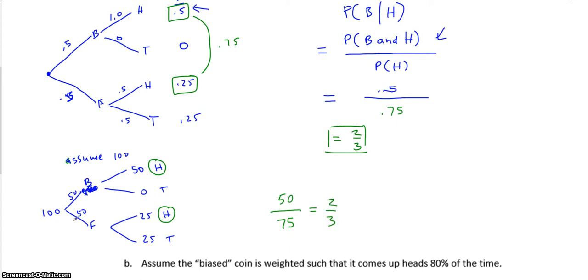50 over 75 also equals 2/3. Some people feel it's easier to think of the number of coins being flipped and just kind of counting, versus this more abstract notion of probability along the tree. Either way works. Just thought I would show this, and I didn't have a chance to do it in class.